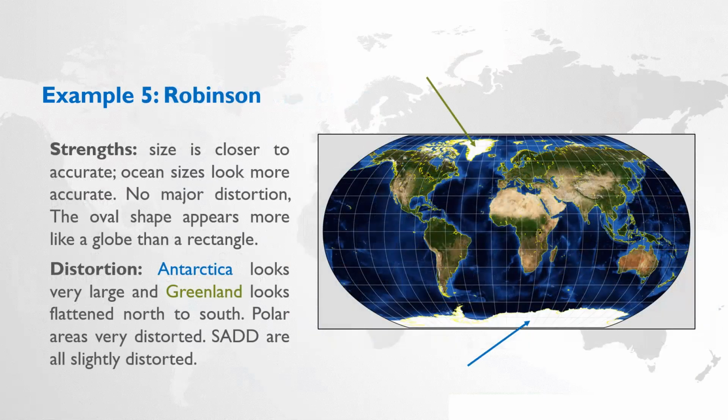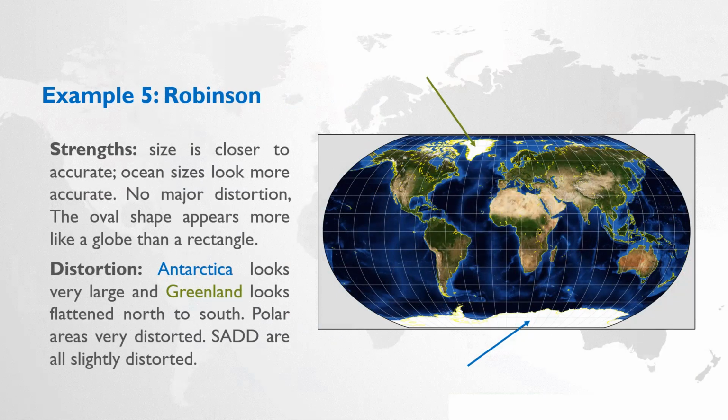Fifth here is the Robinson projection. Strengths of this: sizes are closer to accurate, and the ocean sizes look more accurate. There doesn't seem to be any major distortions. It's an oval shape, so it isn't a rectangle, so at least it's trying to preserve the fact that the Earth is a globe.